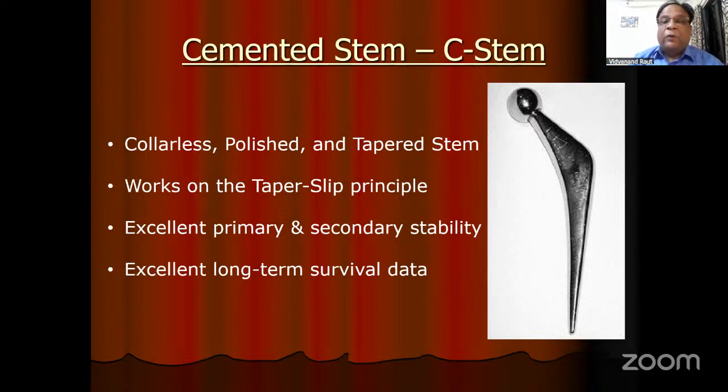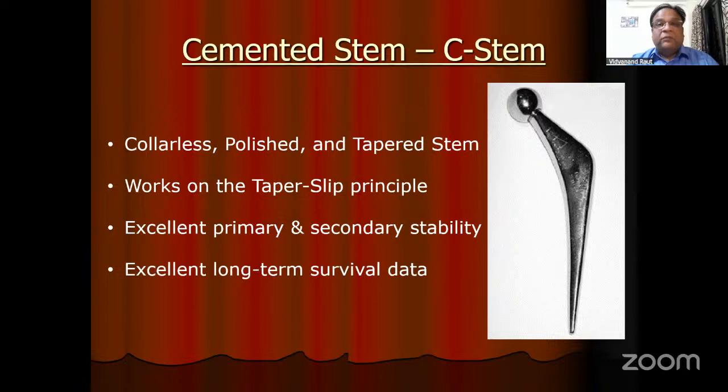And it has been observed that in the taper-slip principle, over the course of 1 to 2 years, the stem sinks within the cement mantle by about 1 millimeter. Does that mean it is loose? No, it is not loose. In fact, it gains more stability as it sinks by 1 millimeter. Okay. And once it regains that secondary position, now it is stable. So it gets excellent primary stability immediately after surgery and secondary stability. And the long-term survival data is excellent. Okay.